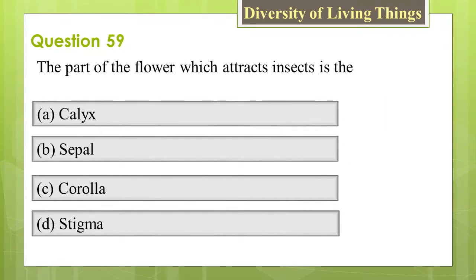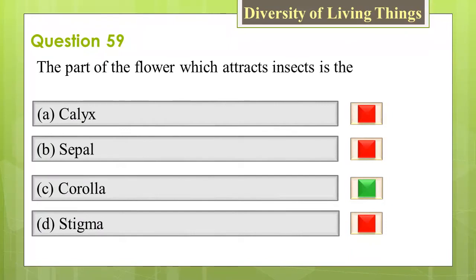Question 59. The part of the flower which attracts insects is the A. Calyx. B. Sepal. C. Corolla. D. Stigma. Which of the following alternatives is the correct alternative? The correct alternative is C. Corolla.